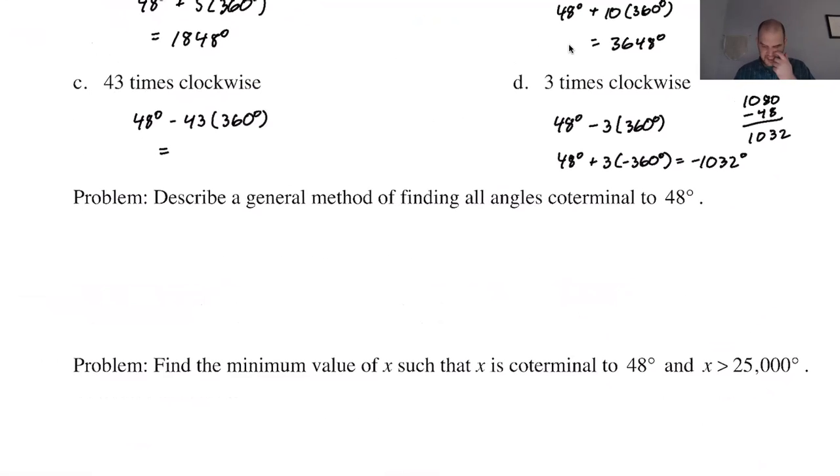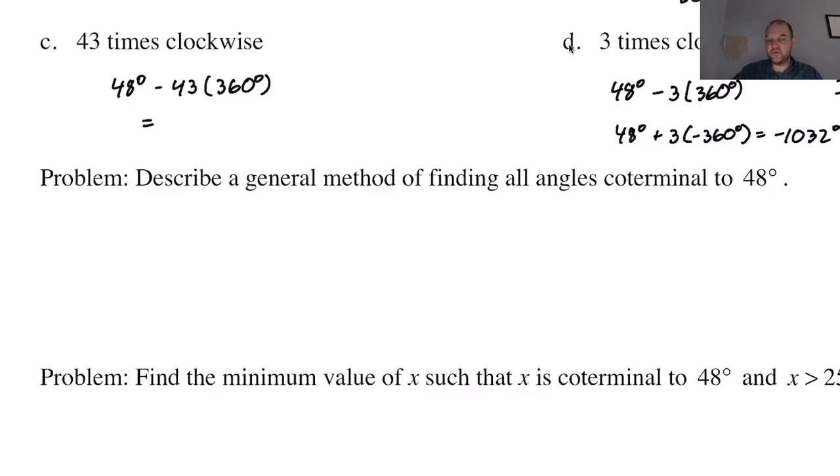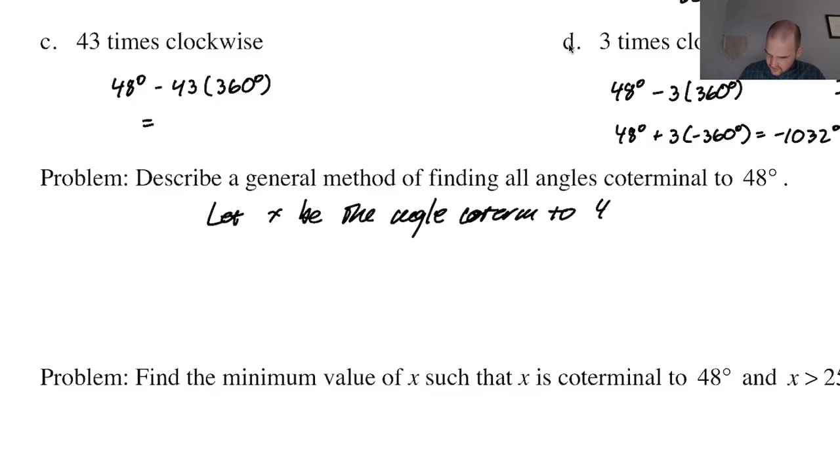Describe a general method of finding all angles coterminal to 48 degrees. Okay, this is going to be a big deal. You're about to meet one of your new best friends. Let X be the angle coterminal to 48 degrees. So X is going to be, you start at 48, and then you just want to add an integer multiple of 360 degrees.